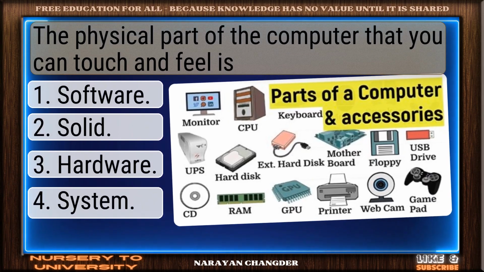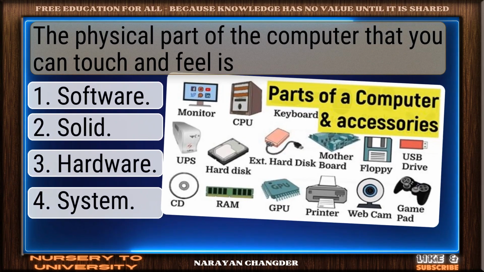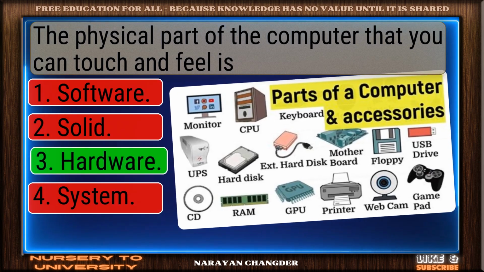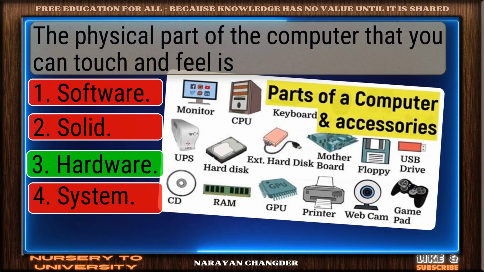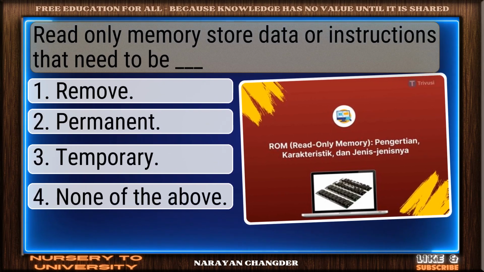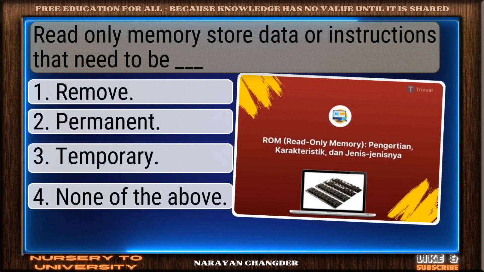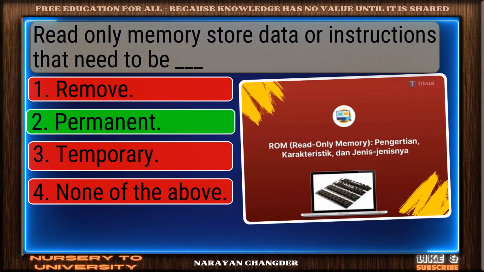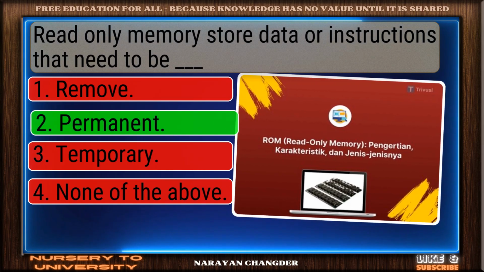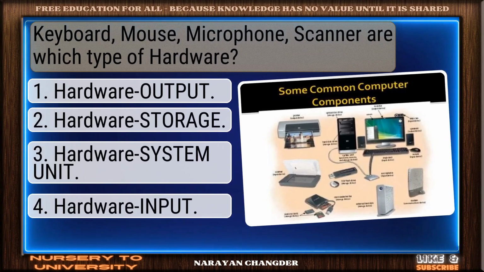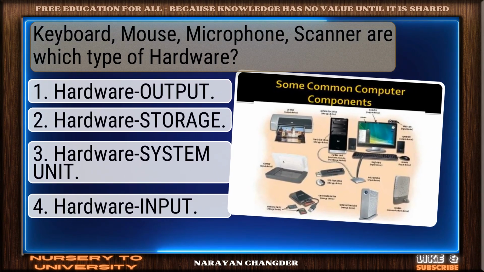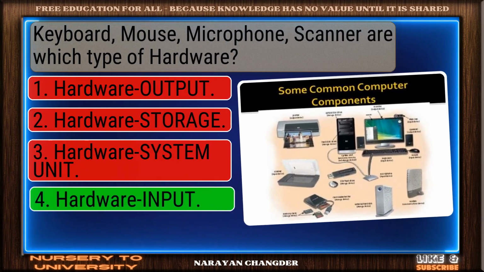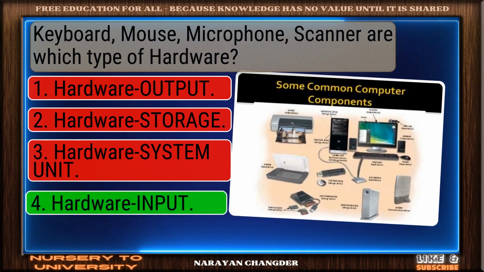The physical part of the computer that you can touch and feel is. Right again. Hardware is a valid answer. Read-only memory store data or instructions that need to be dash. Smart move. Permanent is an accurate answer. Keyboard, mouse, microphone, scanner are which type of hardware? Excellent choice. Hardware input is the right answer.